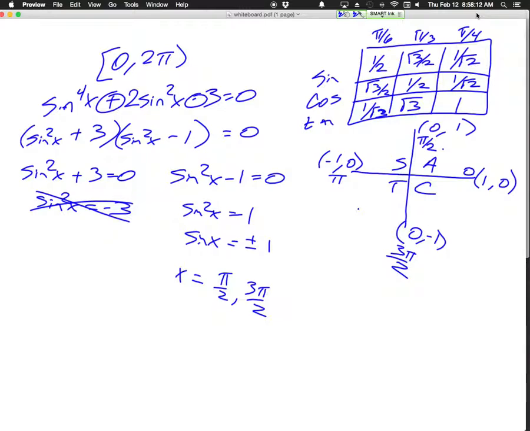Now remember, when you go to the quadrantals, your answers don't necessarily come in pairs. This time it came in pairs, I had a pair, but when I go to the quadrantals, my answers don't necessarily come in pairs. I'm only guaranteed pairs if I'm going to the special angles grid. 2 more.